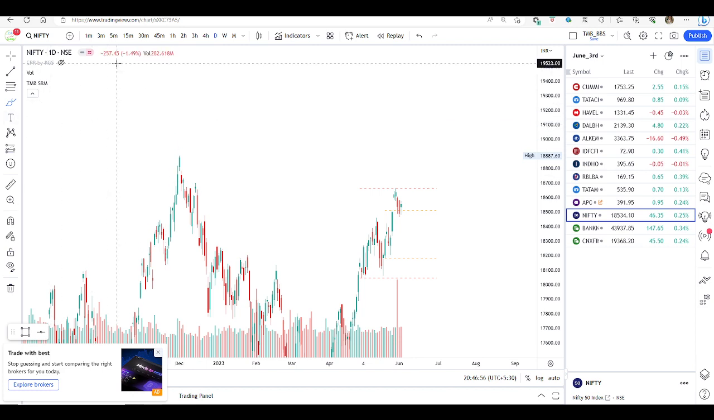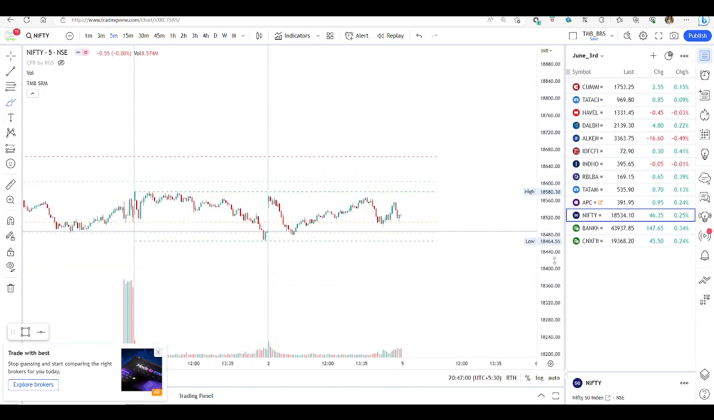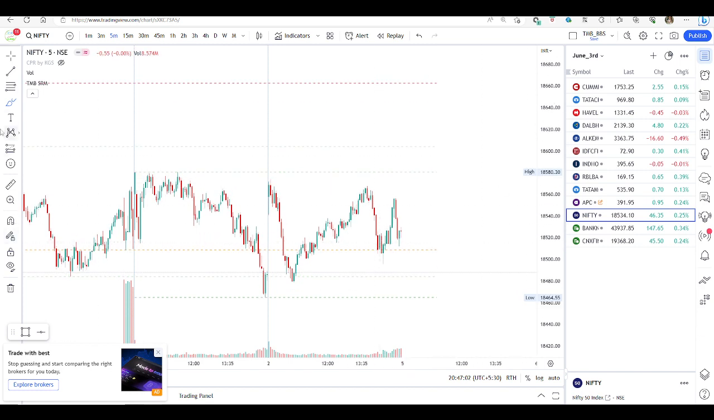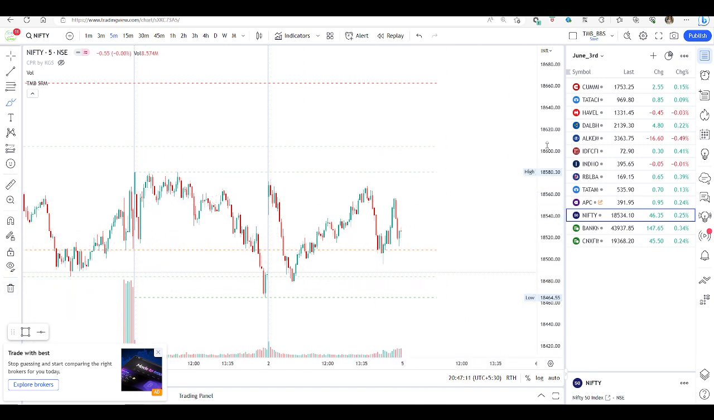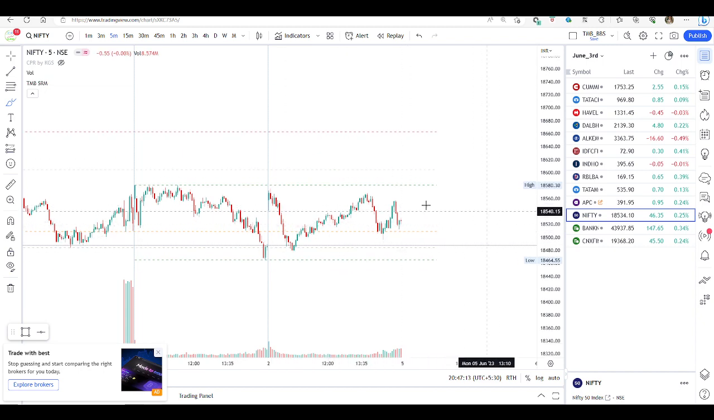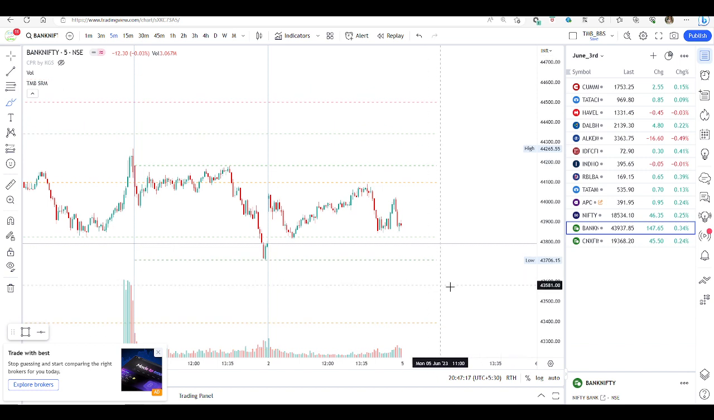In between this we cannot trade. That is very risky. We cannot expect even a 20 points move. It will trade in a narrow range like this. This was the Nifty analysis. Bank Nifty is also almost similar to Nifty.